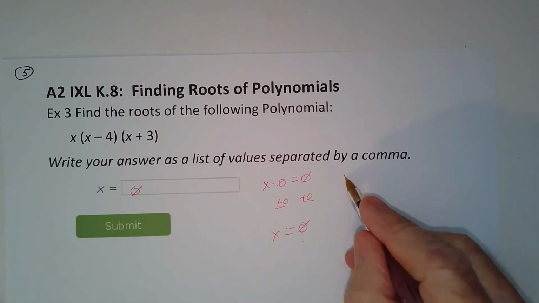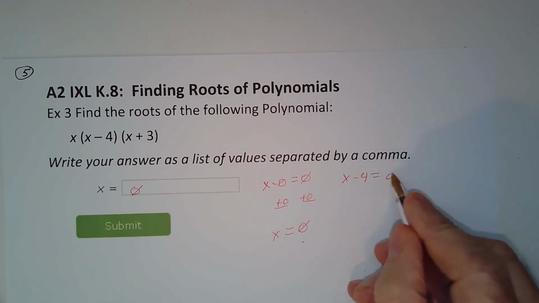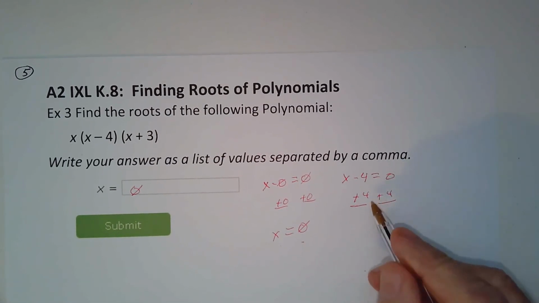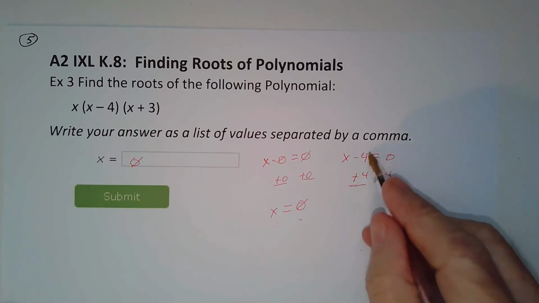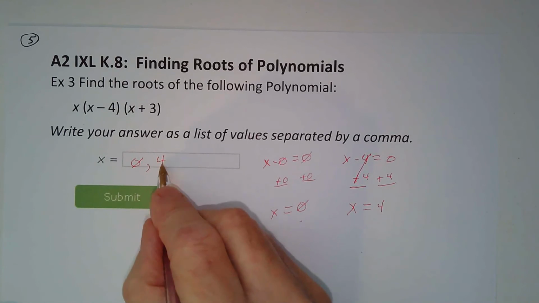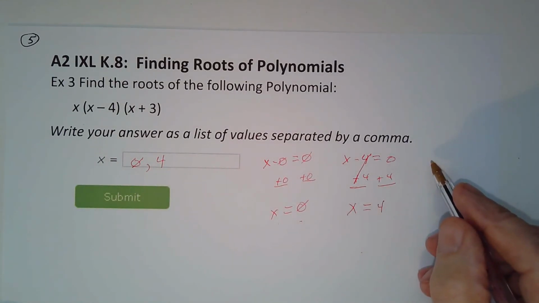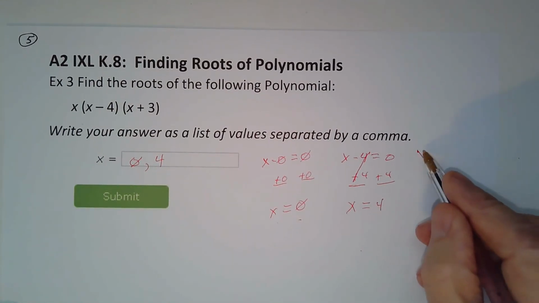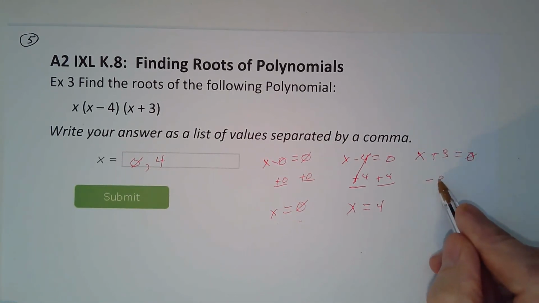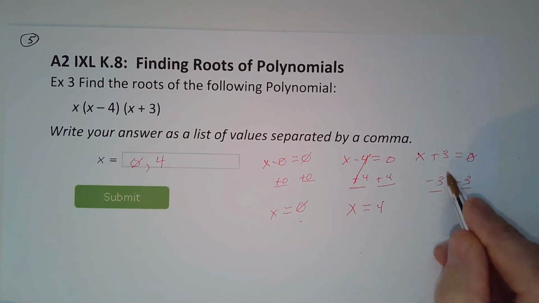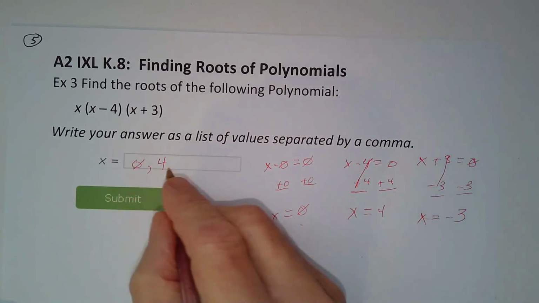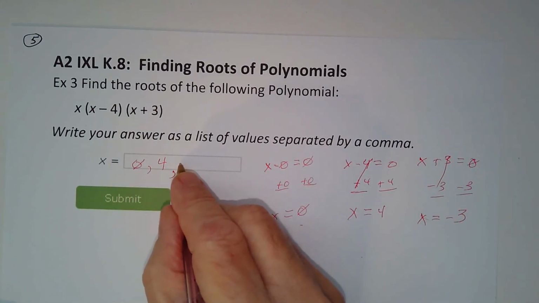Second one, x minus 4 equals 0. Add 4 to both sides, and you get x equals 4. So your next answer is 4. And then your last one is x plus 3 equals 0. So that means you subtract 3 from both sides, and x equals negative 3. So there are your 3 solutions.